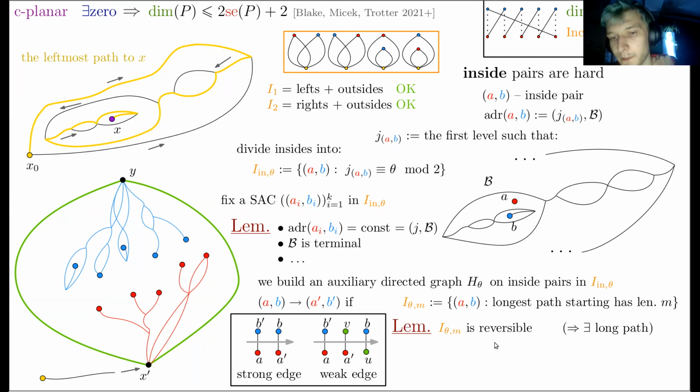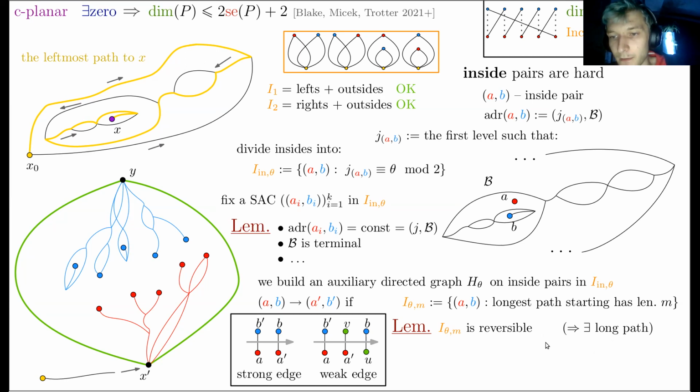Now come a few lemmas which are non-trivial, and there is some work to do, but I just want to state them. It turns out that E theta M for a fixed M and theta is reversible. We have large dimensions, so it is not possible that there are very few of these sets. So it implies that there is a long path, because some E theta M with a large M is non-empty.